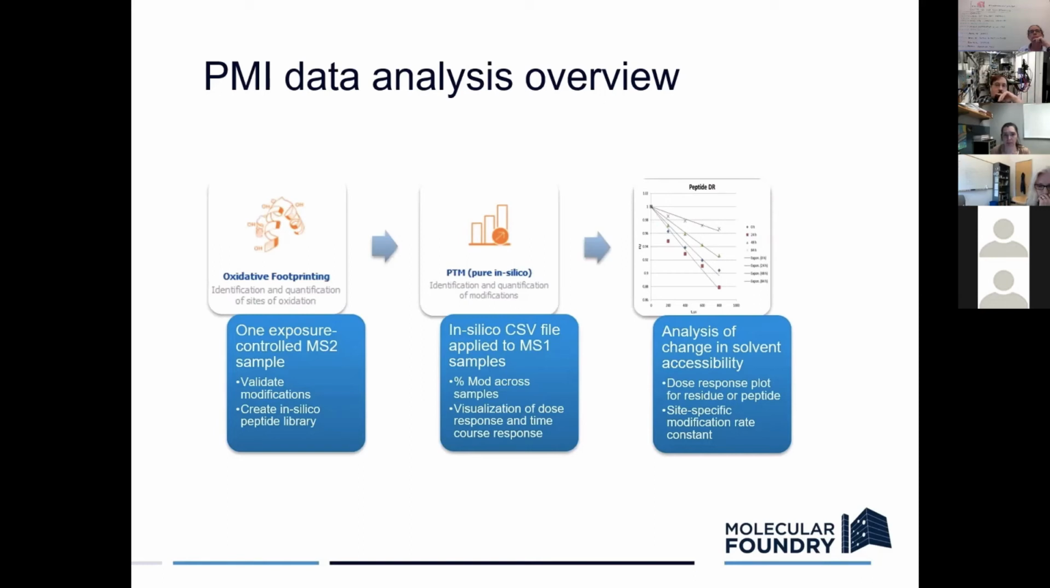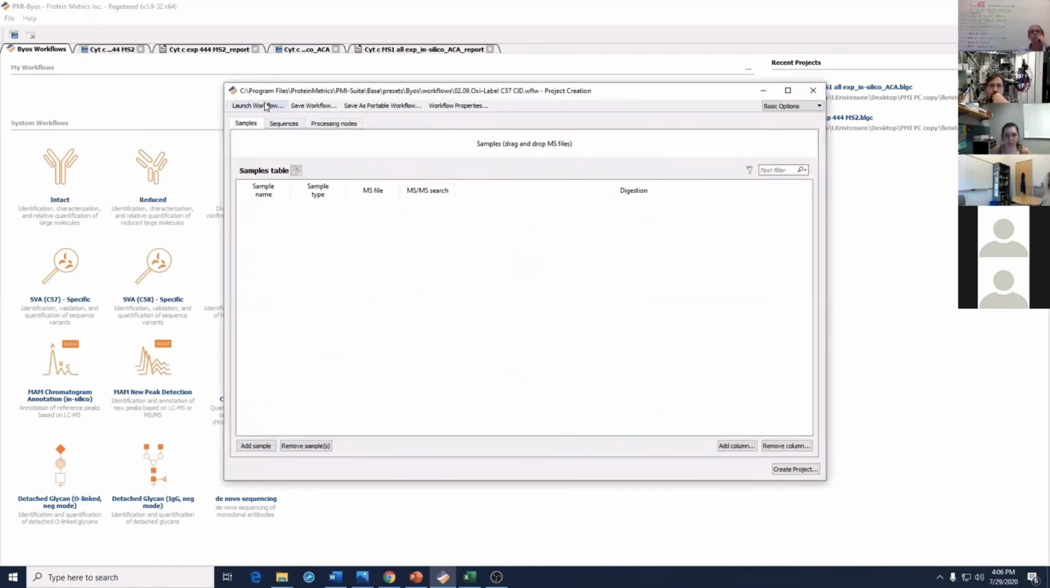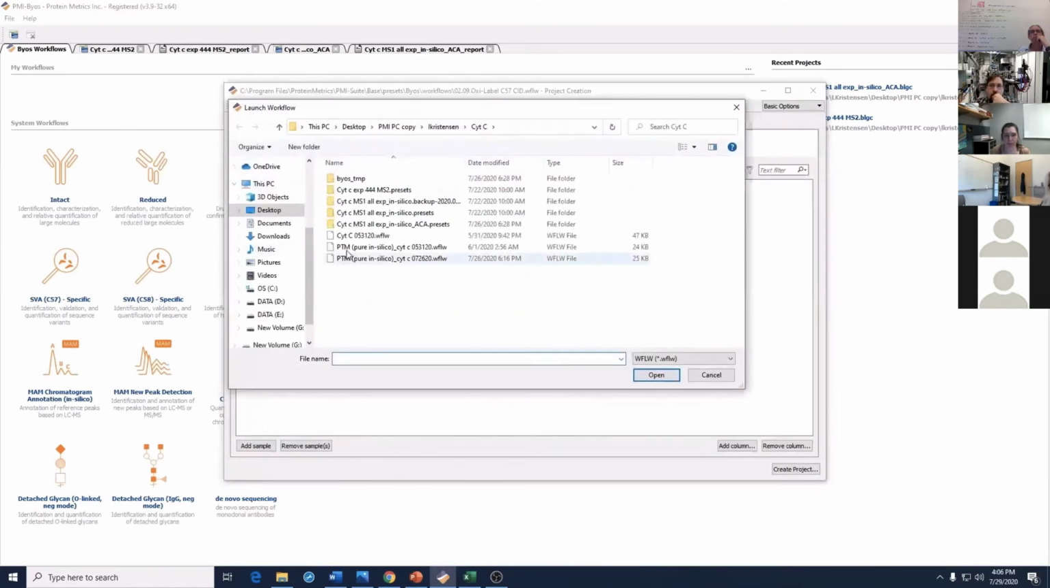The final step of the analysis involves the creation of dose-response plots in Excel, from which we derive the rate constants. So let's take a look at the data. Here we have the overview of the BIOS workflows, and we're going to go ahead and select the oxidative footprinting workflow. And I will launch a workflow that's already been set up for cytochrome C.